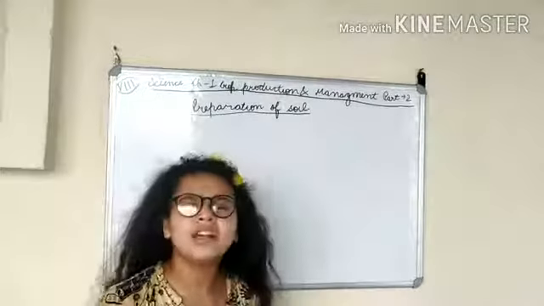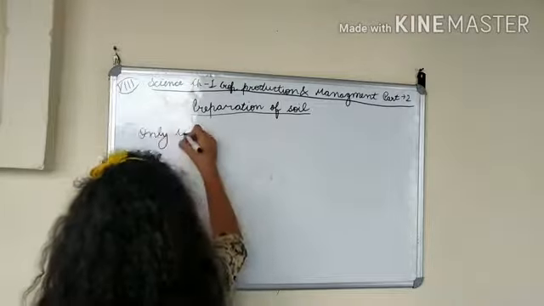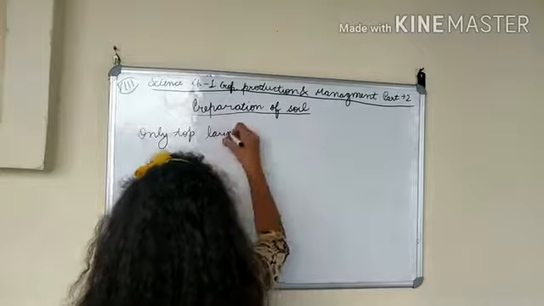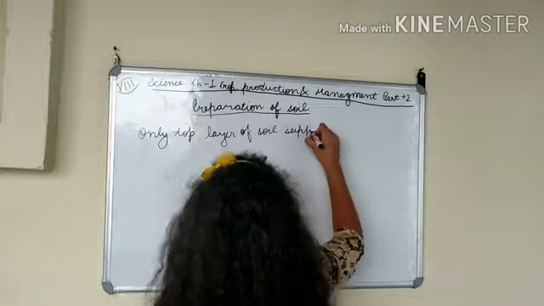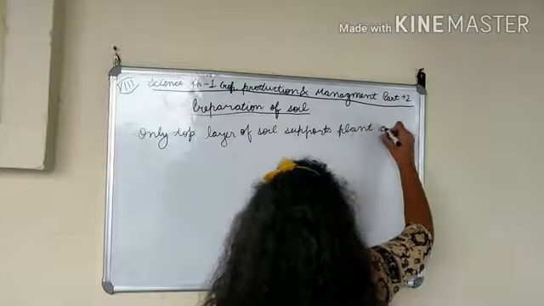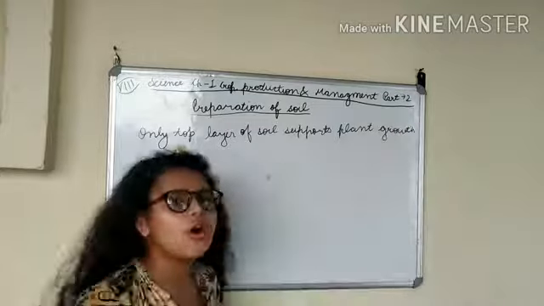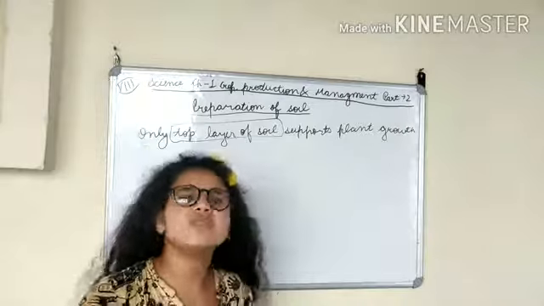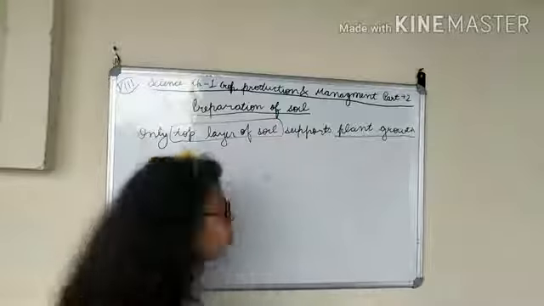Now we have to know what layer of the soil supports plant growth. Only the top layer of the soil supports plant growth. Right? Now, only the top layer of the soil, meaning not the whole top soil, but the top layer of the top soil, supports plant growth.